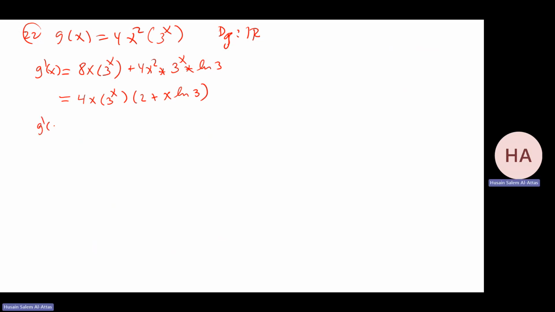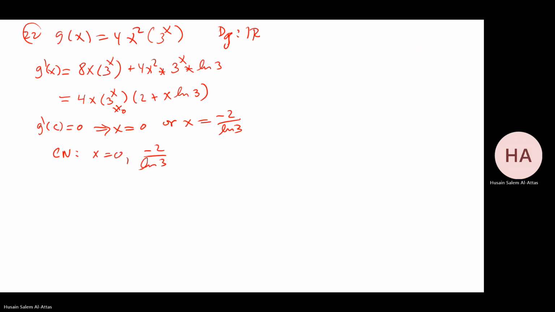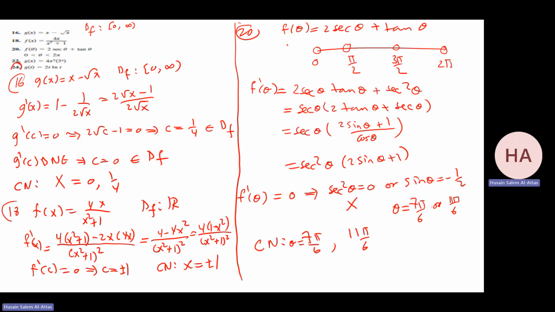So G prime at c equals 0. So I have x equals 0, or 3 to the power x, which is impossible to be 0, or x equal minus 2 over ln 3. So critical numbers, x equals 0 or minus 2 over ln 3. Okay, 22. What else? 24.